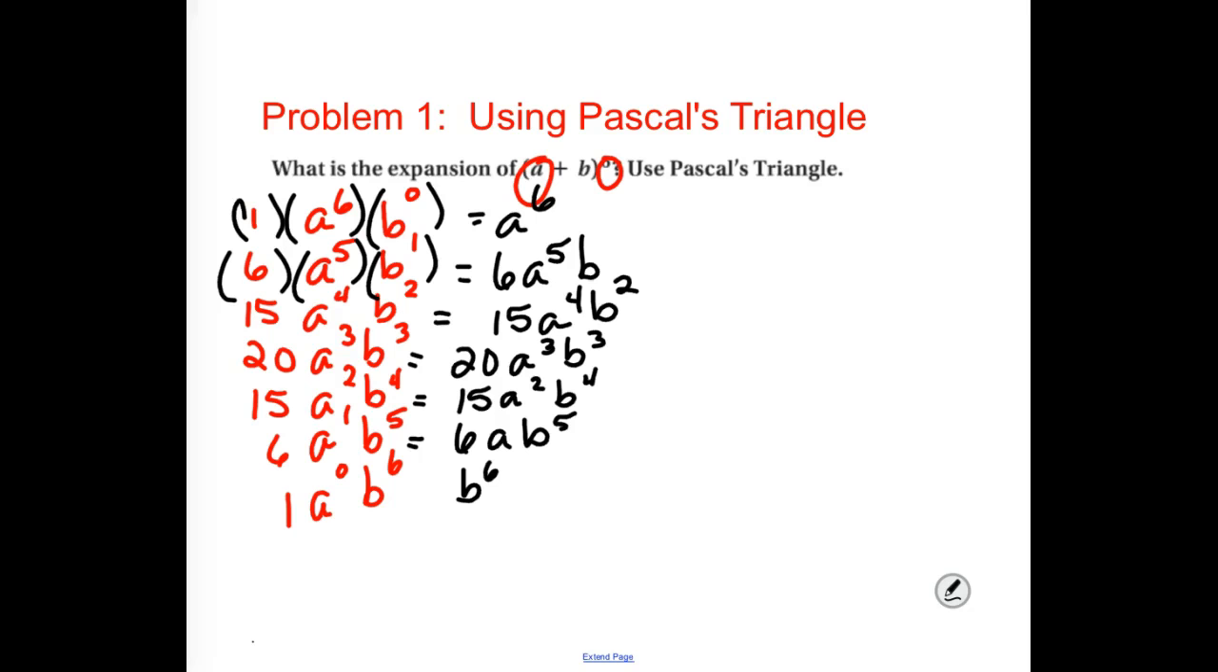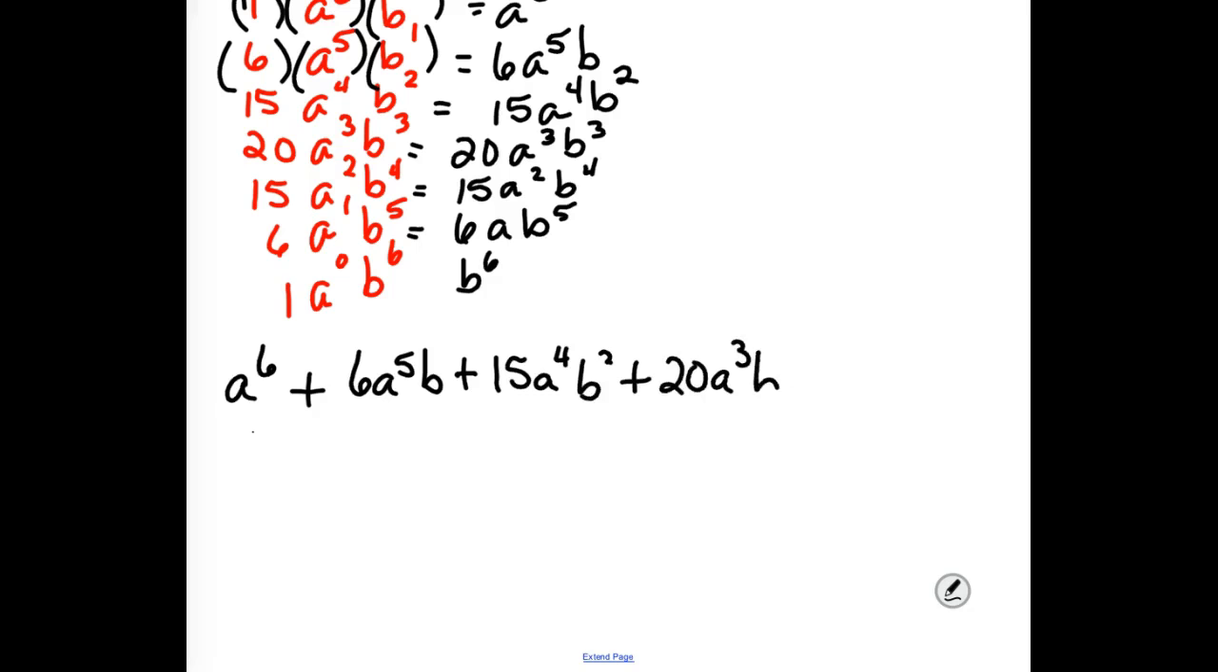Those pieces are each of the terms in my polynomial. Okay? When I expand a plus b to the 6th power, I'm going to get each of those pieces. So I have a to the 6th plus, my next term was 6a to the 5th b plus 15a to the 4th b squared plus 20a cubed b cubed plus 15a squared b to the 4th plus 6ab to the 5th plus b to the 6th.